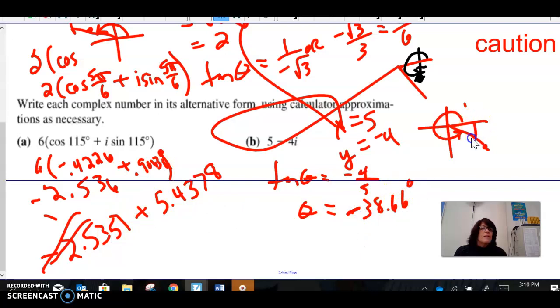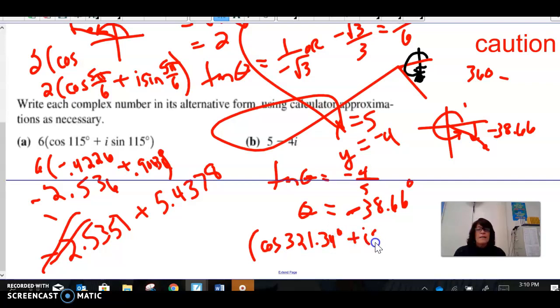Okay, that's great, but I don't want to write negative 38.66. I'm going to take 360 minus that to get where I actually am here. 360 minus 38.66 gives me 321.34. So I have r times cosine of 321.34 plus i sine of 321.34.